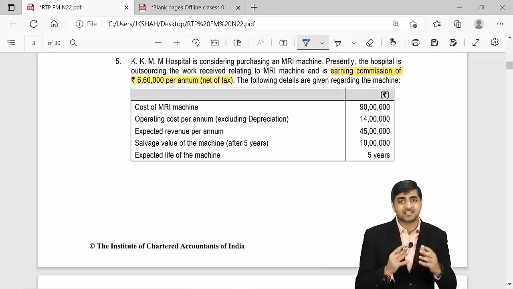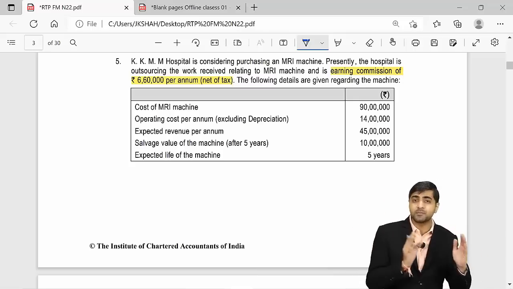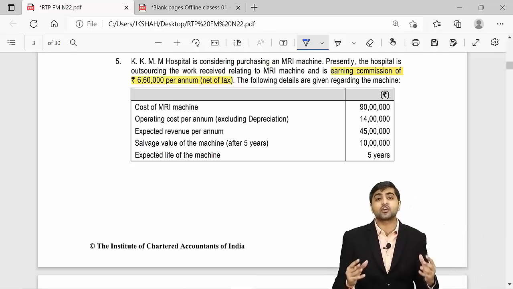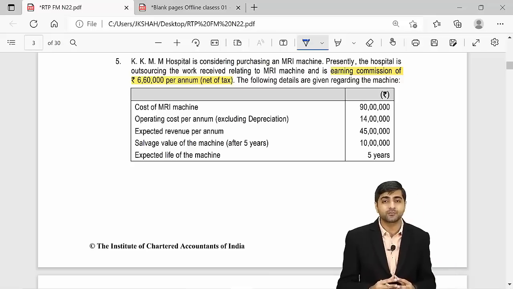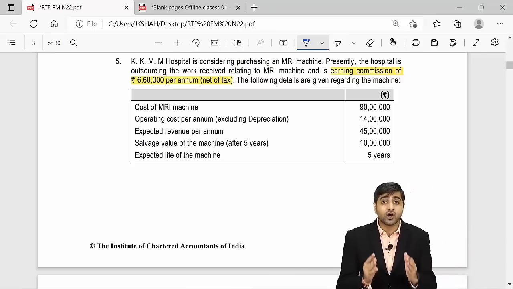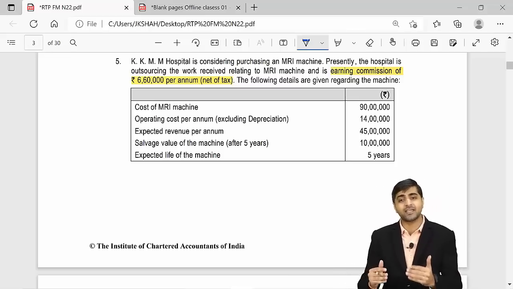Your step number 1 is calculation of NPV. The formula is PV of CI minus PV of CO. Your step number 2 is calculation of your present value of cash outflow. So basically there are 2 types of cash outflows: 1, your investment in fixed assets, and number 2, your investment in working capital.